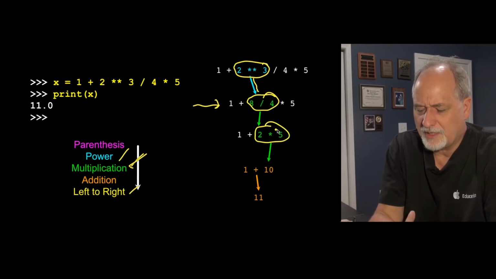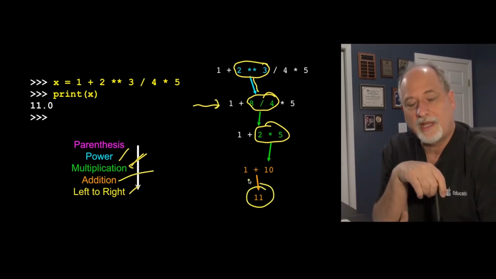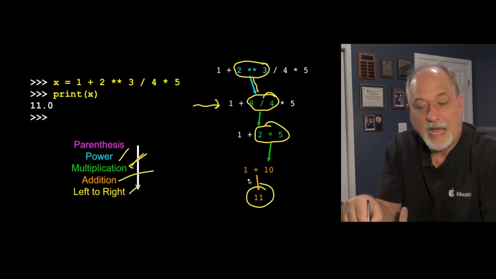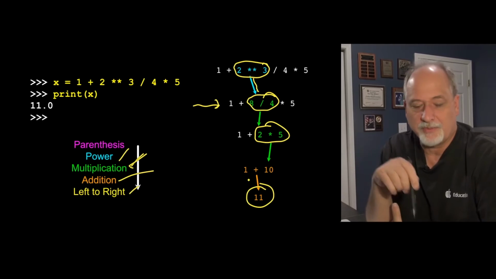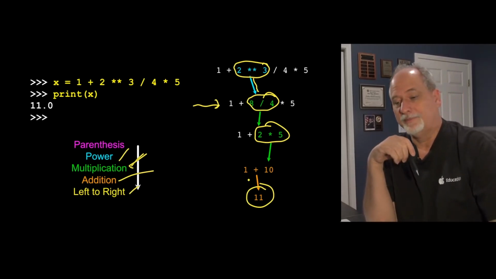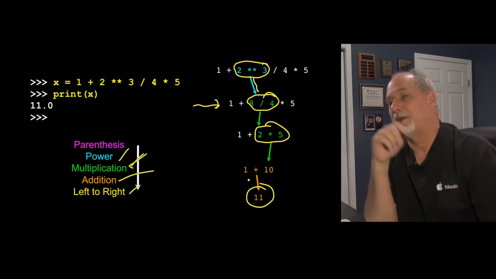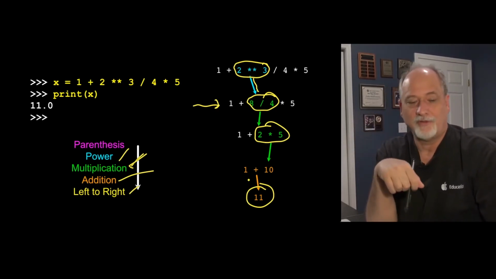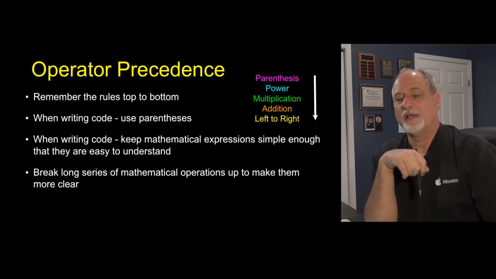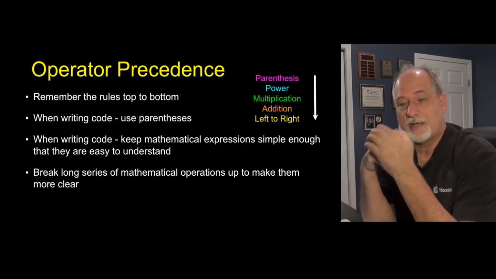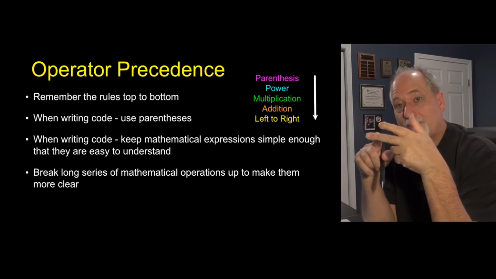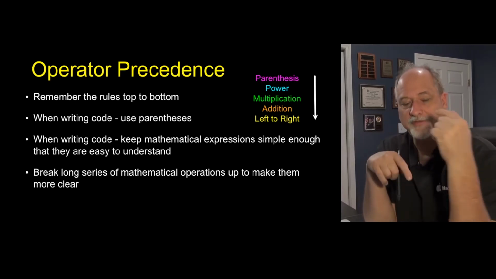2 times 5 becomes 10, I rewrite it again, and then 1 plus 10, addition is the lowest thing, and that's how we end up with 11. And so that's how I would do these problems if I ever saw the problem on an exam. And it's a fun problem to put on exams because there is one and only one answer, and every programming class has usually at least one slide about this stuff. So like I said, the rules go top to bottom: parentheses, power, multiplication, addition, and then left to right within it.